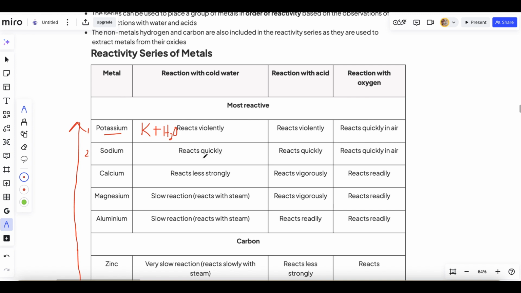So when metals react with cold water, they form metal hydroxide and hydrogen gas. So sodium reacts with cold water. Sodium, the symbol is Na.